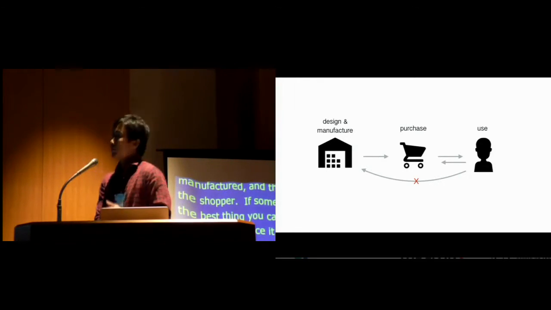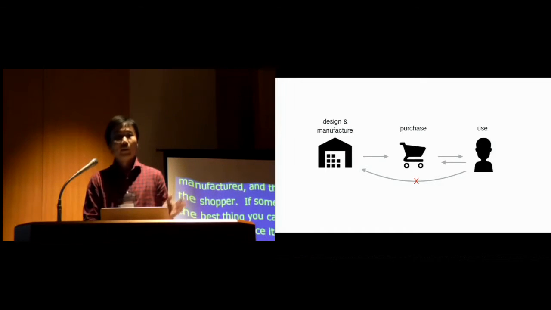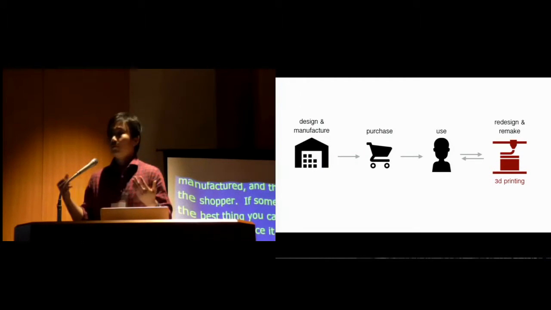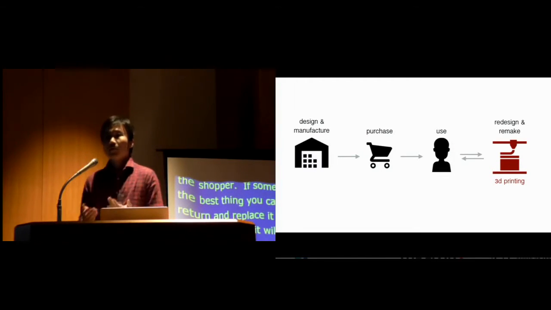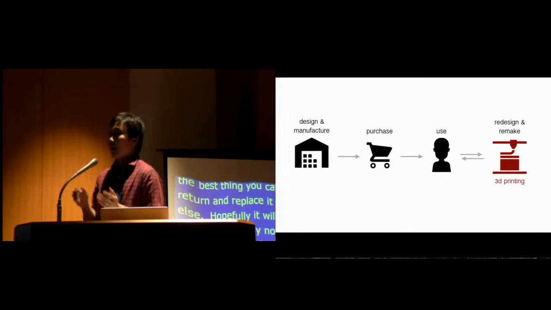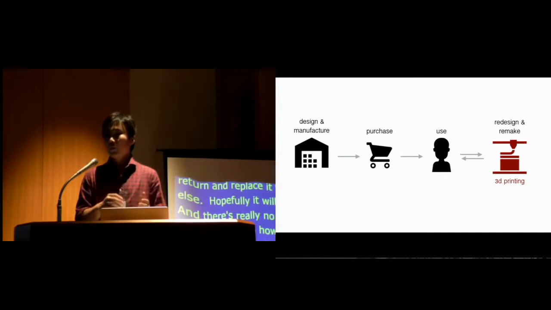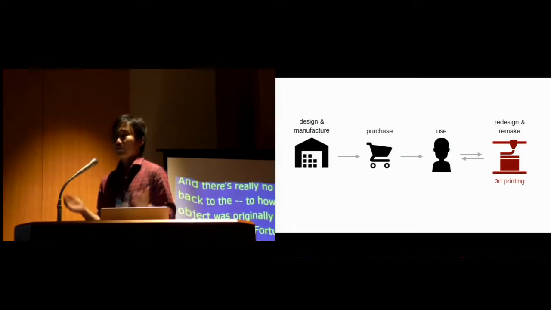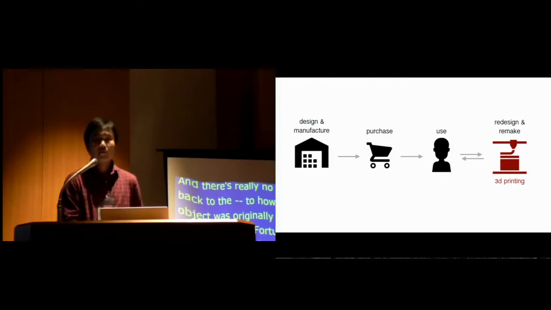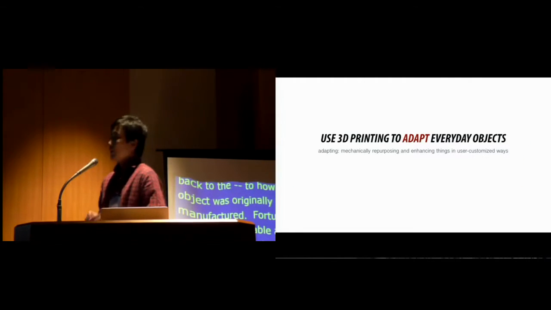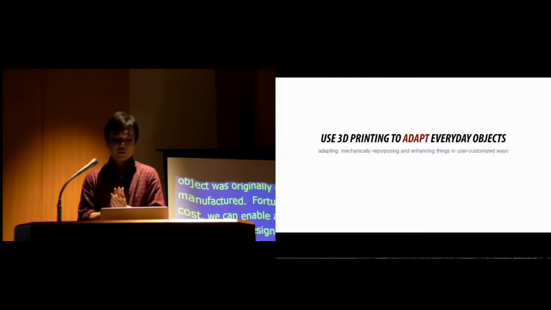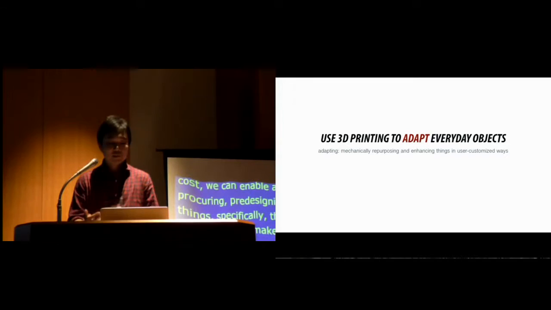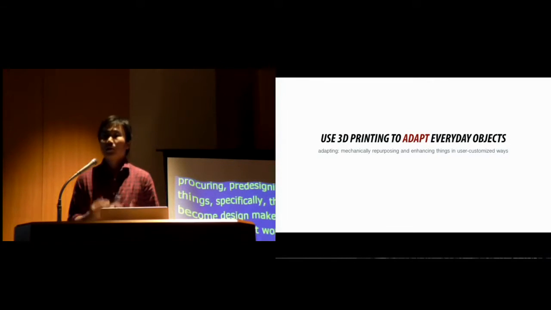Fortunately, with increasingly low-cost and available fabrication technology like 3D printing, we can enable a new cycle of procuring, redesigning, and remaking things. Specifically, users can now become the designer and maker. So if something you have doesn't work, there's an opportunity for you to use fabrication machines like a 3D printer to redesign and remake that thing. So the main idea of this project is to use 3D printing to adapt everyday objects. And by adapting, I mean mechanically repurposing or enhancing things in user-customized ways.